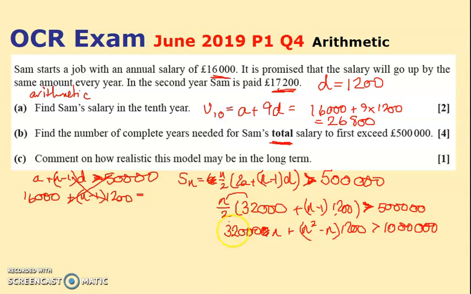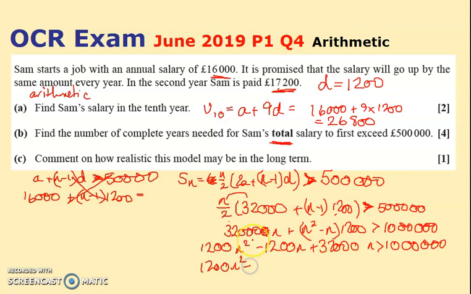The 2's gone over. So if I just tidy that up, I get 1,200 n squared minus 1,200 n, plus 32,000 n. Was it 32,000? Yes it was, is greater than 1,000,000. So 1,200 n squared, let's do that, it's 32,000 minus the 1,200, I just want to avoid a silly mistake, minus 30800 n minus that 1,000,000.